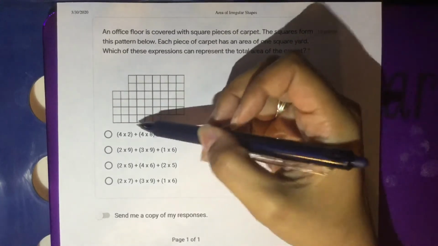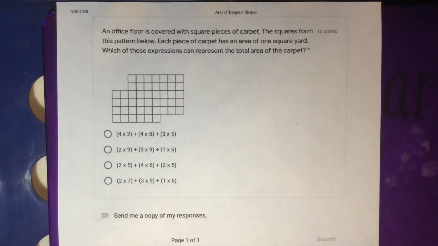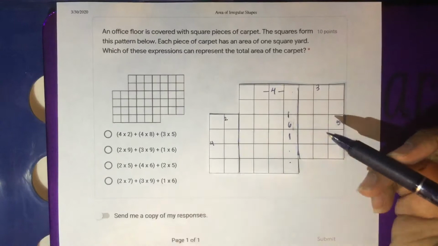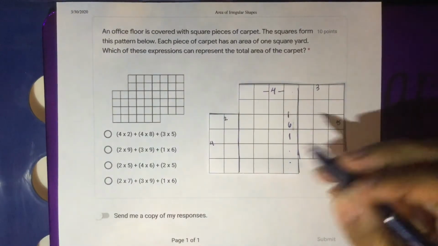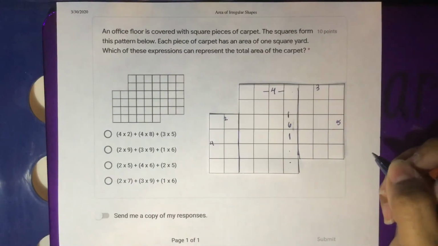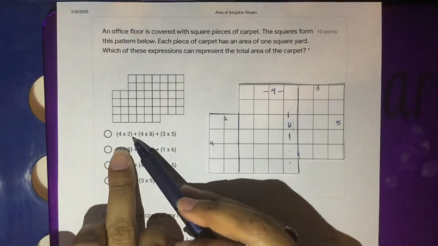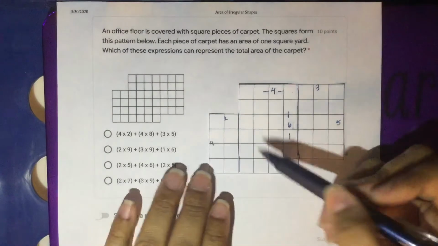For the first one, for time's sake, I got grid paper or graph paper, and I made it the same size, and I started to label it so it wouldn't be such a long video. But when you look at this problem, you need to look at these and see, does it represent 4 times 2?